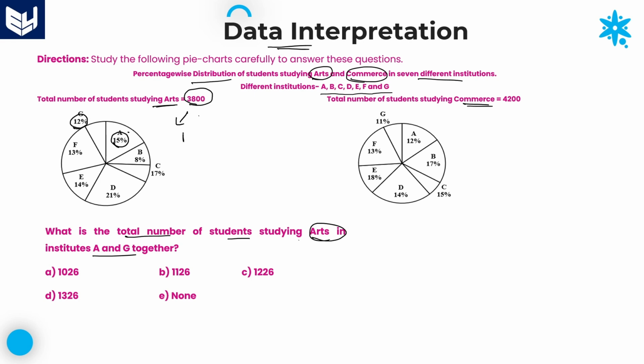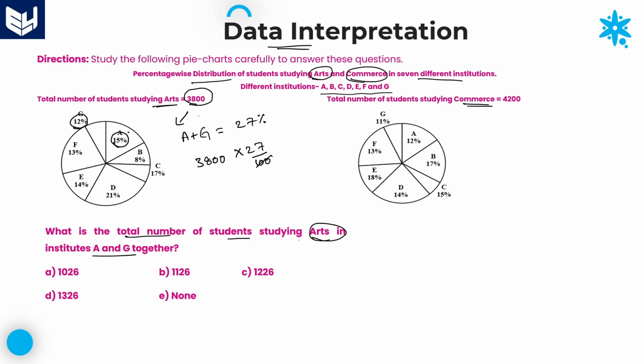A and G together, which is equal to 27 percentage. All together we will be having 3800. In this total 3800, 27 percentage is arts.